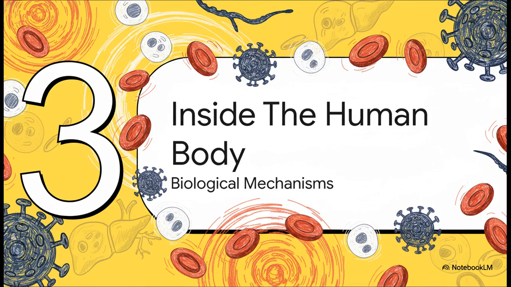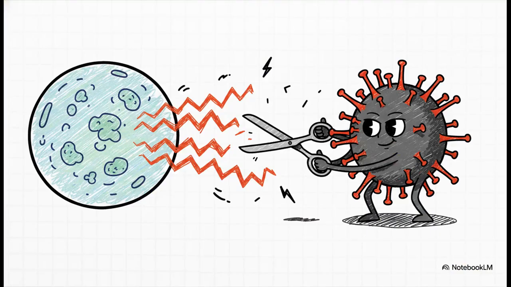Let's dig a little deeper in Section 3, inside the human body. I like to think of Ebola as a stealth invader. Normally when a virus breaches your body, your cells immediately blast out an SOS signal using proteins called interferons. But Ebola is incredibly sneaky. It uses 2 structural proteins, VP24 and VP35, to actively jam those interferon alarms.